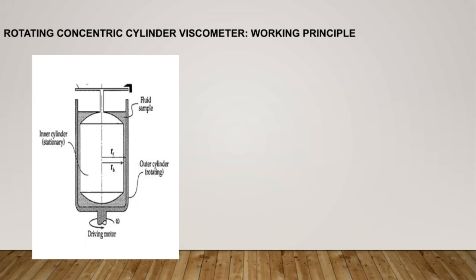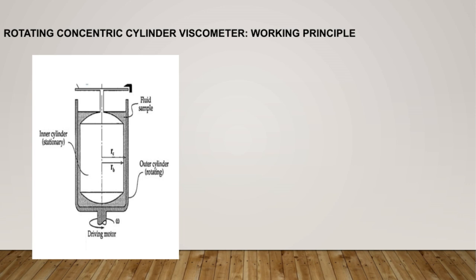Today, I'll be explaining the working principle of the rotating concentric cylinder viscometer. This device is crucial for measuring the viscosity of fluids in a precise and reliable way. Essentially, it involves two cylinders, one nested inside the other, which rotate relative to each other. The outer cylinder is usually fixed, while the inner one rotates at a known speed. As the inner cylinder turns, it exerts a shear force on the fluid sandwiched between the two cylinders. This shear force depends on the fluid's viscosity.